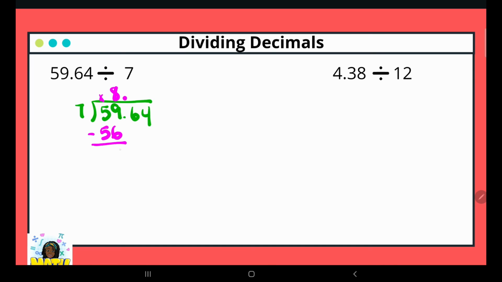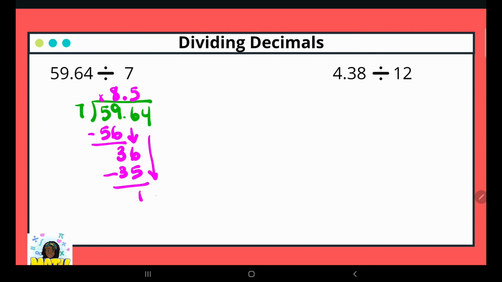So I'm going to subtract. That's going to give me a 3, and I'm going to bring down my 6. I do not need to worry about the decimal point, bringing it down or anything, because it's already represented in my quotient. 7 does go into 35. It goes in 5 times. 5 times 7 is 35.